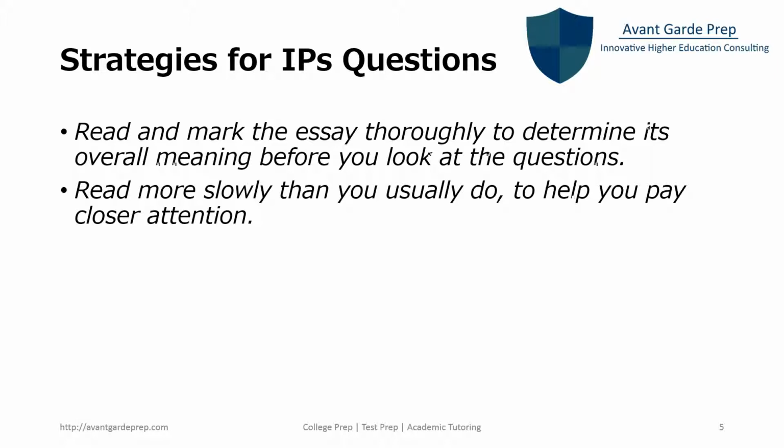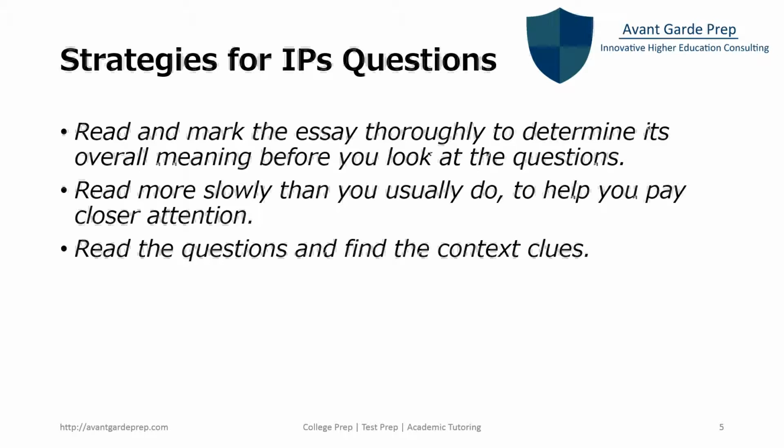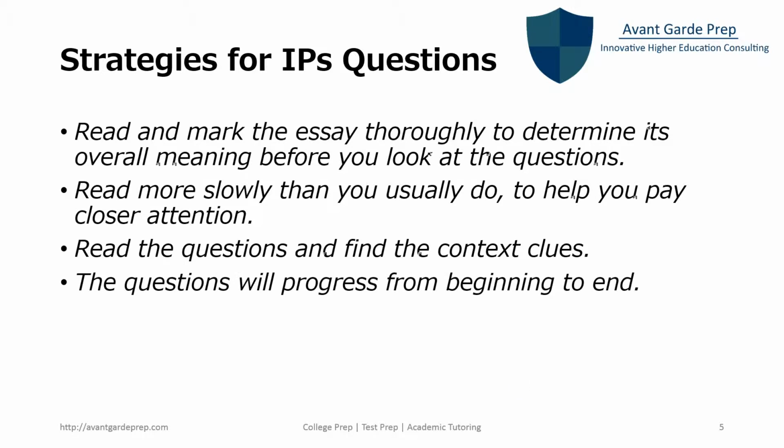Okay, next up, read more slowly than you usually do to help you pay closer attention. Read the questions and find the context clues. In the paragraph, search for the contextual clues that are either before or after the sentence that you're trying to improve. Make sure the verb tenses and subjects all agree with one another. The questions will progress from beginning to end, so they're not going to go in order of difficulty. They're going to go in order of the essay passage, sentences 3 and 4, for example. They go in the order of the sentences or the order of the paragraphs.